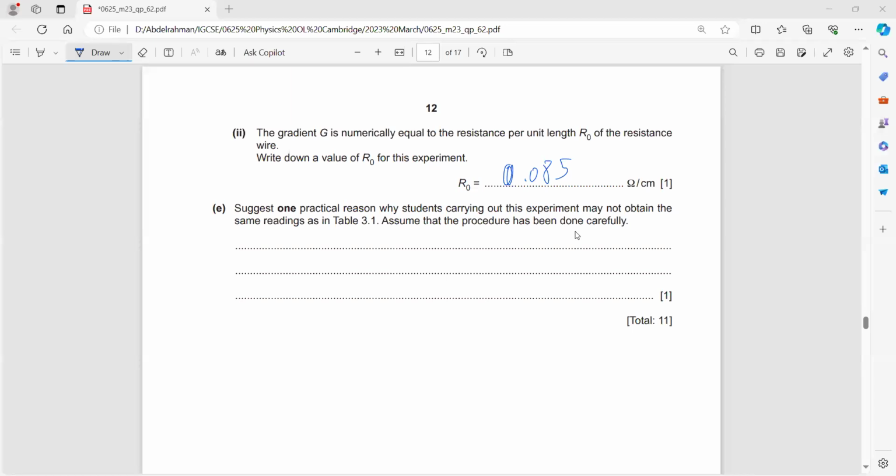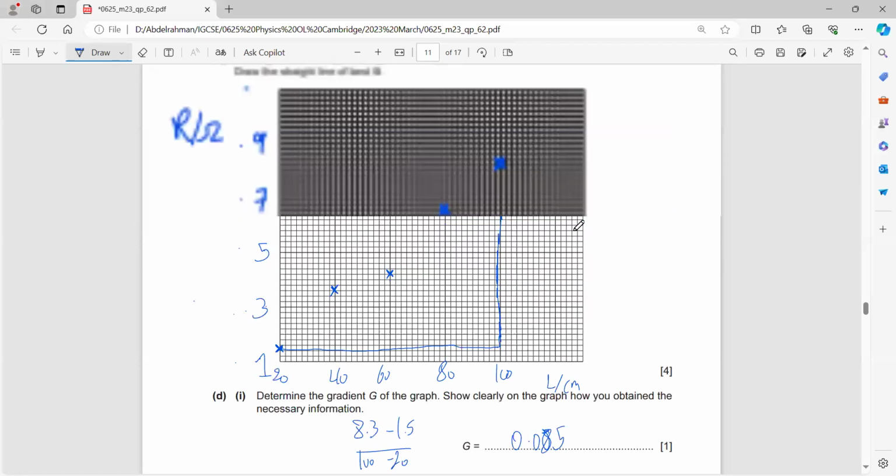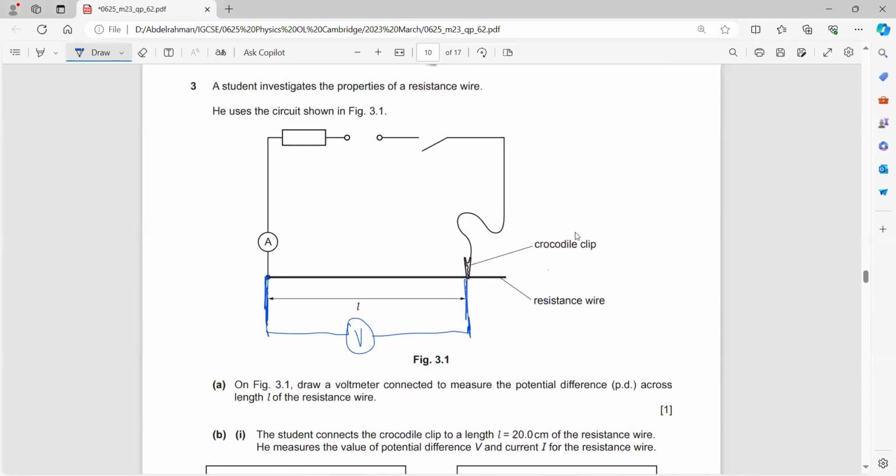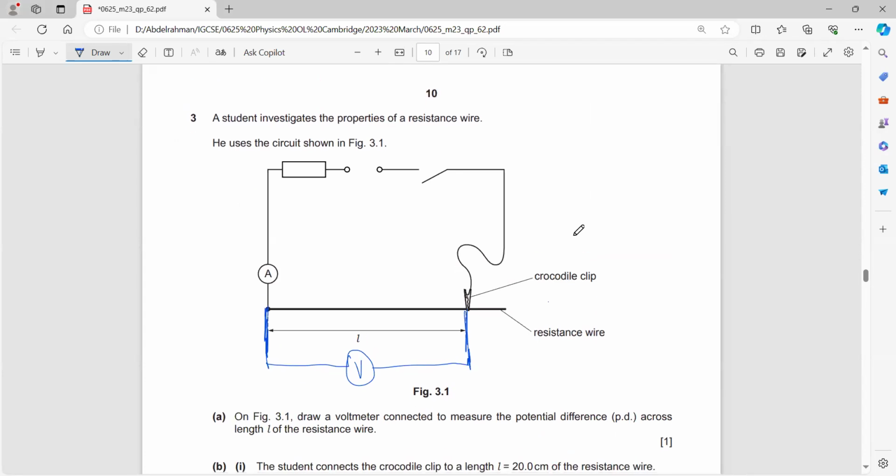Different room temperature? This is not right. We could say different length of the wire, or different diameter of the wire would be okay. So room temperature would be wrong in this question. Why? Because we're not measuring the rate of cooling of water. This is a circuit. You're finding the resistance, the current, the voltage.